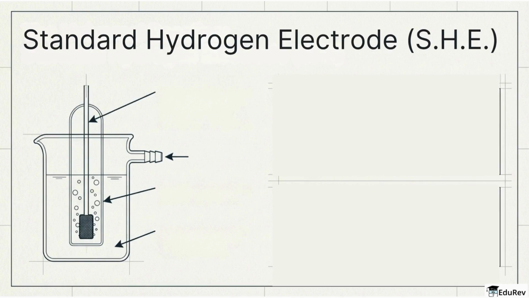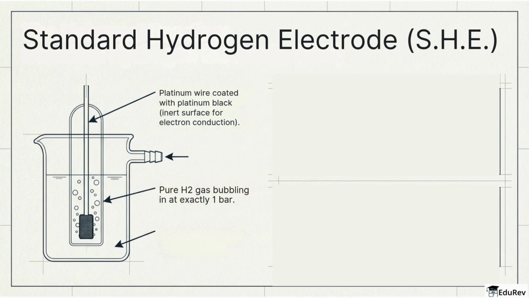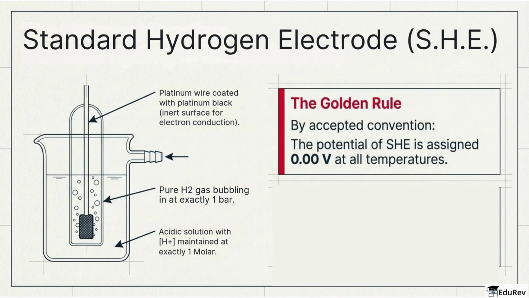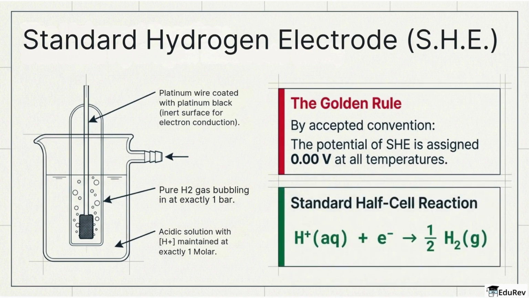The standard hydrogen electrode, or SHE, is the reference point for all electrode potentials. It uses a platinum wire coated with platinum black, pure hydrogen gas at exactly 1 bar, and acidic solution with a concentration of H+ equal to 1 molar. By convention, the potential of SHE is assigned 0.00 volts at all temperatures. The standard half-cell reaction is H+(aq) + e- yields 1/2 H2(g). This is the baseline from which every other electrode potential is measured.